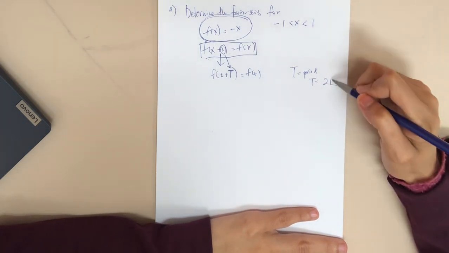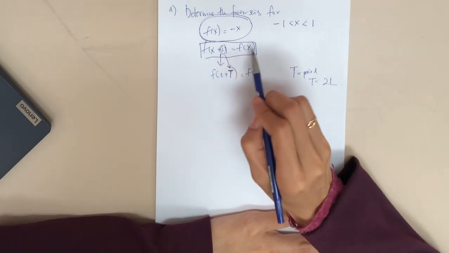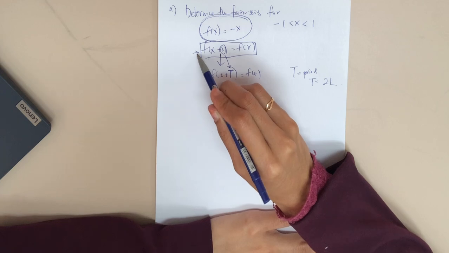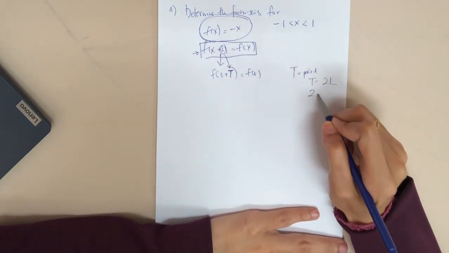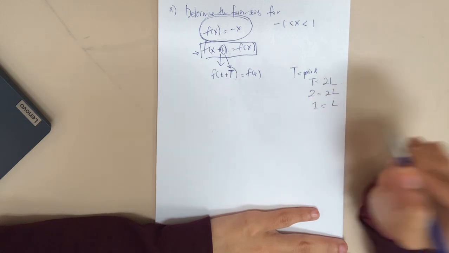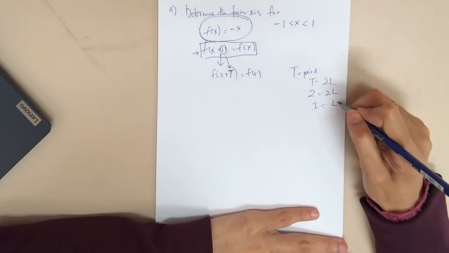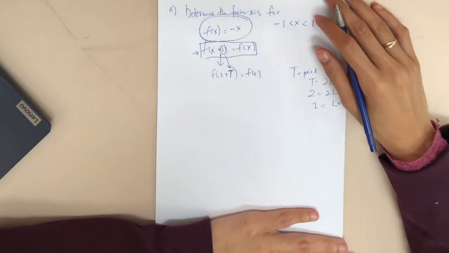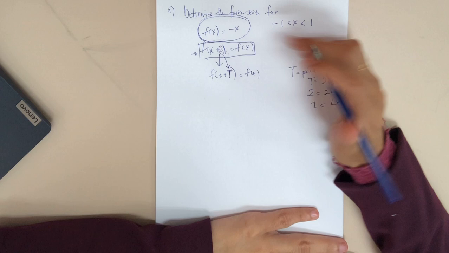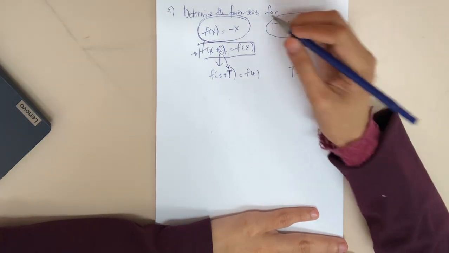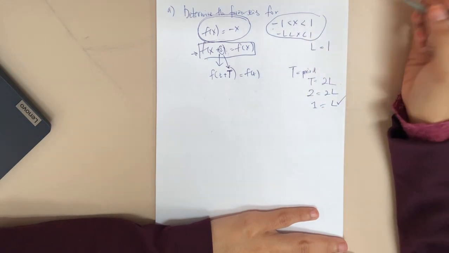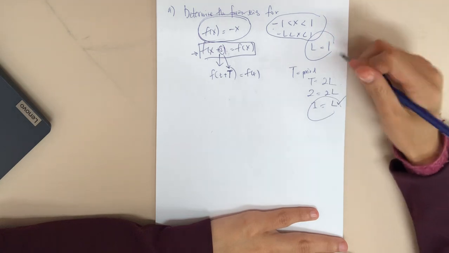So from this equation, we get information for the value of T. So T is 2, and T is 2L. To get L, you just bring the 2 to this side, so L is equal to 1. This is one way to find L, by using this equation. Or you can get L from the interval, because it is negative L to L. So L is equal to 1. This is the second way.